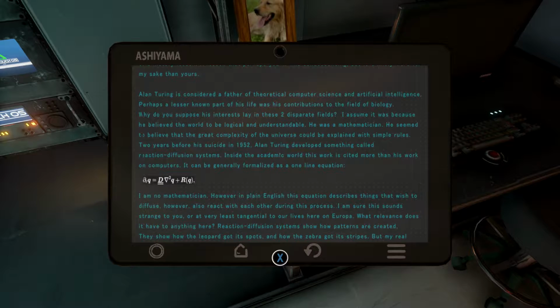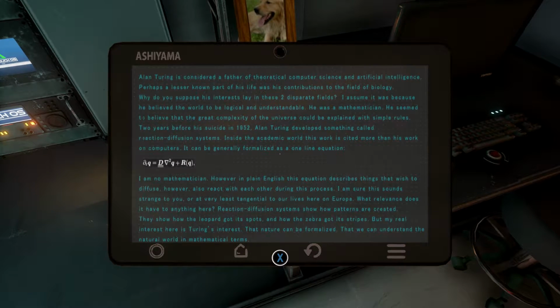I don't think he quite understands what condescension is. Alan Turing is considered a father of theoretical computer science and artificial intelligence. Kind of. I mean, he is, but British history is kind of great when it comes to Turing, considering he was homosexual, and that was kind of a big no-no. He was a major part of winning the war, though.